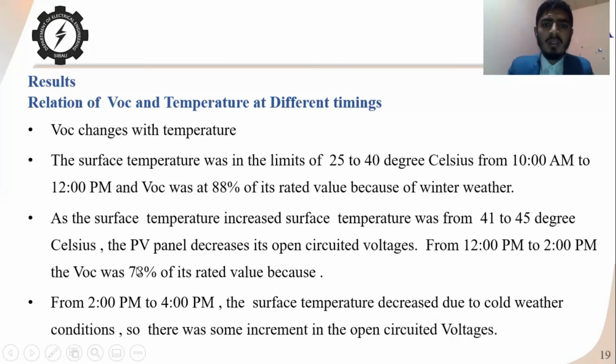Because whenever the surface temperature increases, the neutral atoms are broken. Whenever the neutral atoms are broken, there is production of protons and electrons, positive ions and negative ions. And whenever there is production of negative ions, the current increases, up to its rated value.